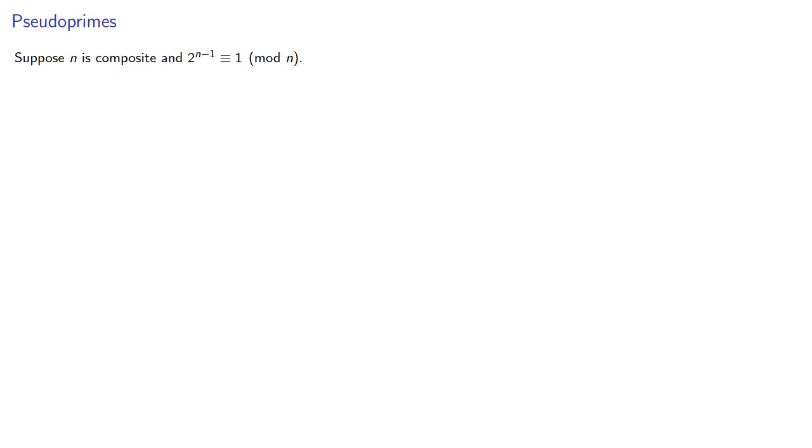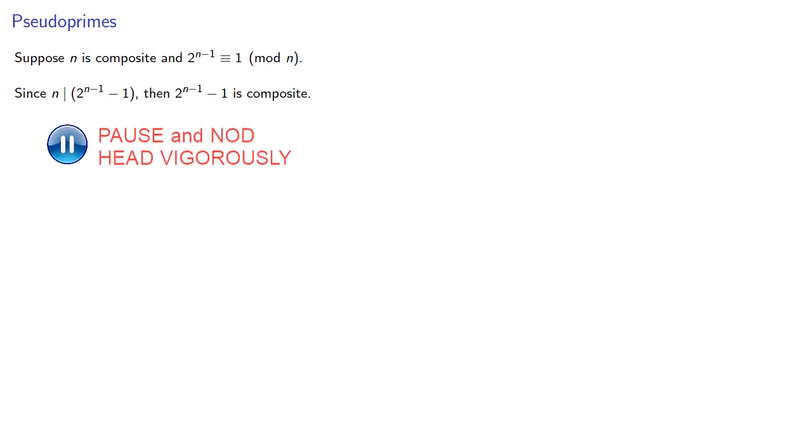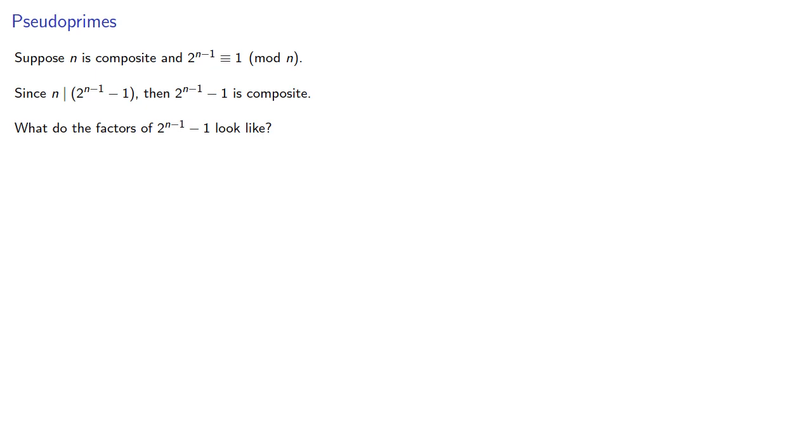Suppose n is composite, and 2 to the power n minus 1 is congruent to 1 mod n. Since n has to divide 2 to the n minus 1 minus 1, then 2 to the n minus 1 minus 1 is composite. So what do the factors of this number look like?